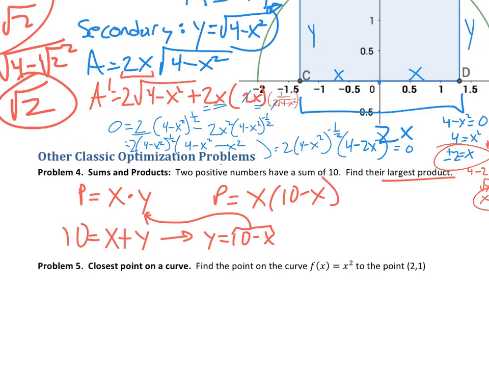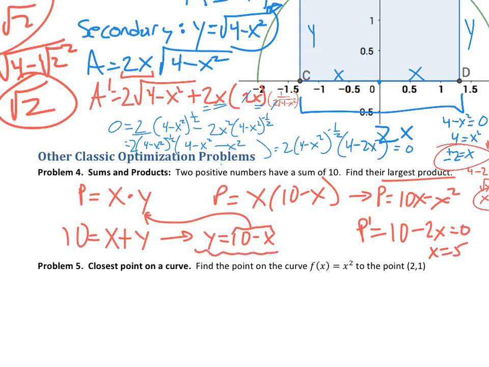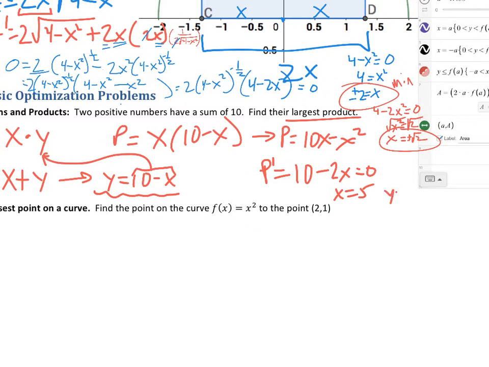And so we'll have x times 10 minus x. If we distribute, we want to maximize this, so P is 10x minus x squared. We want to maximize this, so we want to set the derivative, P prime, equal to 0. The derivative is 10 minus 2x, set equal to 0, and we see x is 5. And since y is 10 minus 5, then y is 5. So the largest product is 25, 5 times 5. That's the largest you can get.